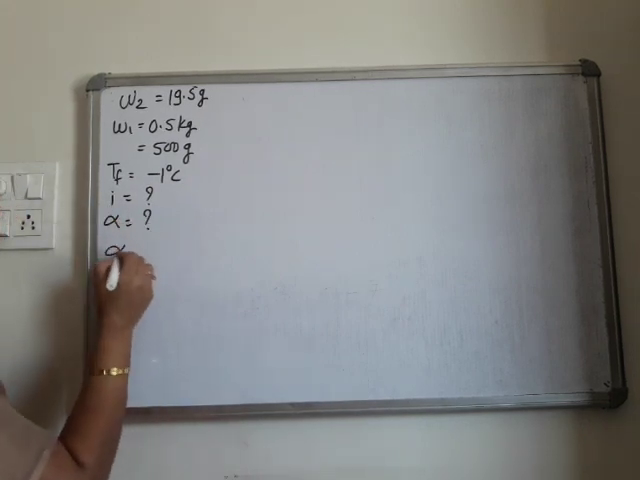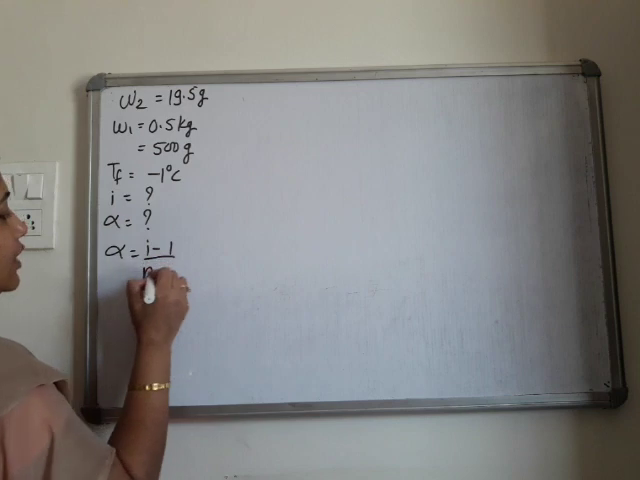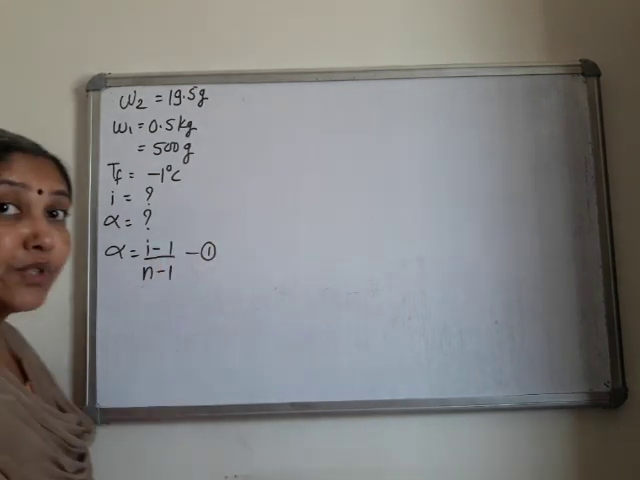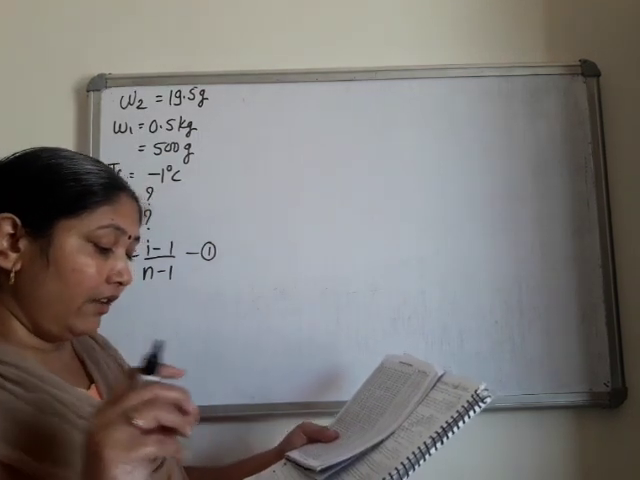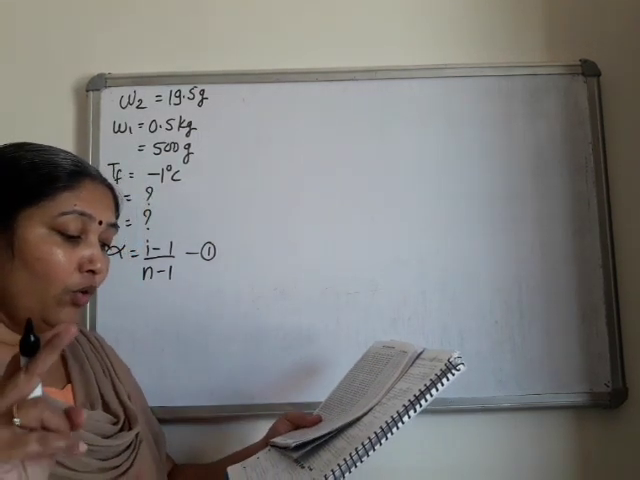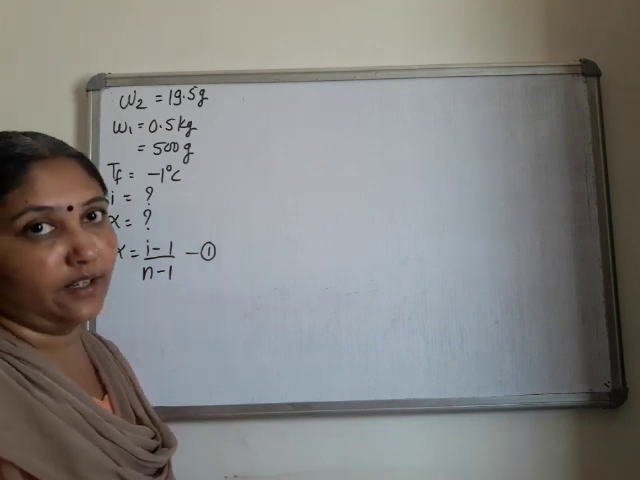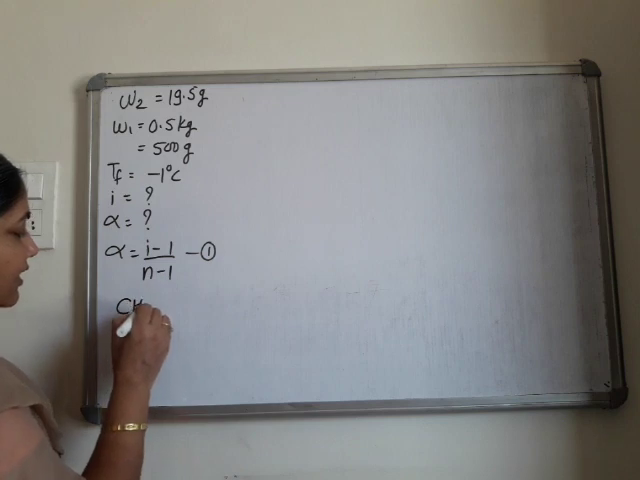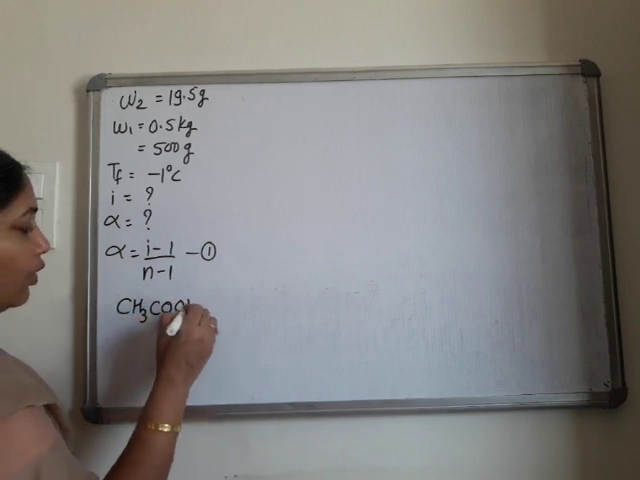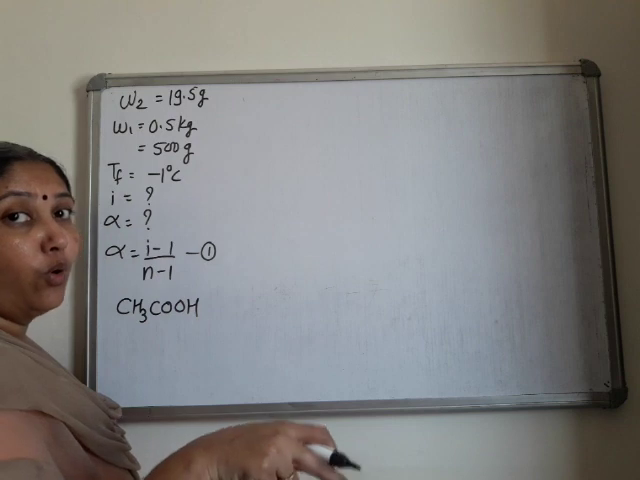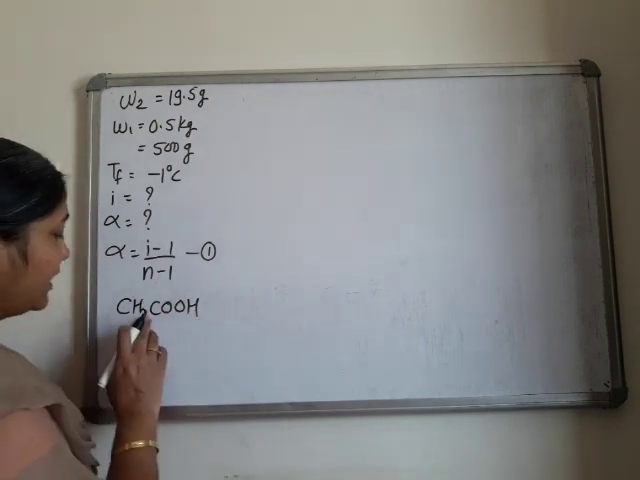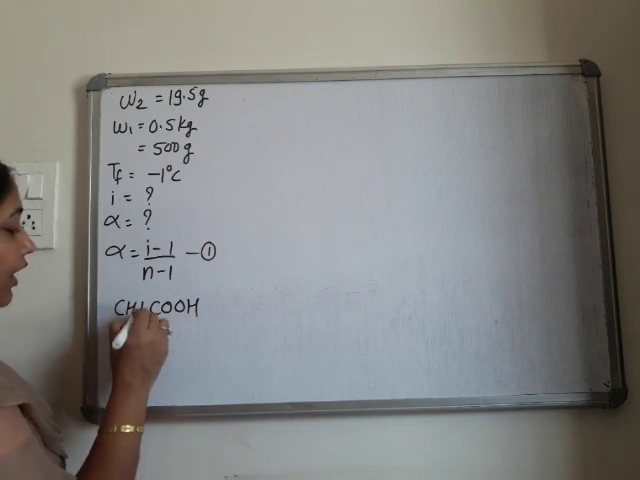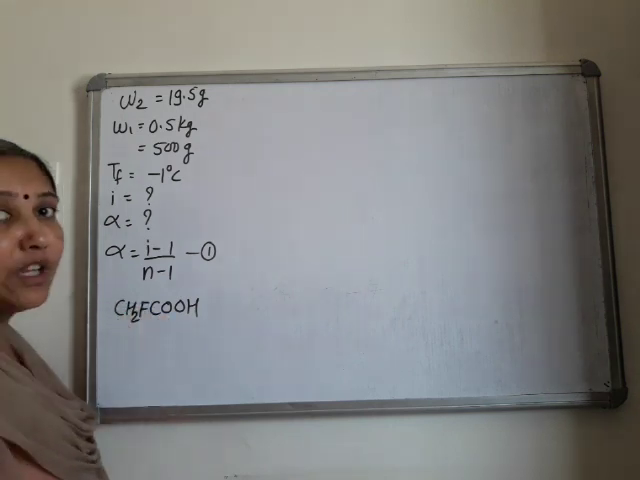So again, like the previous question, alpha is equal to (i minus 1) upon (n minus 1). Call this equation 1. Which is the substance given here? Monofluoroacetic acid. What does it mean? Acetic acid, what's the formula? CH3COOH. Now this is monofluoro. Mono means one, one fluorine is there. So the formula becomes CH2FCOOH. One hydrogen is replaced by fluorine.